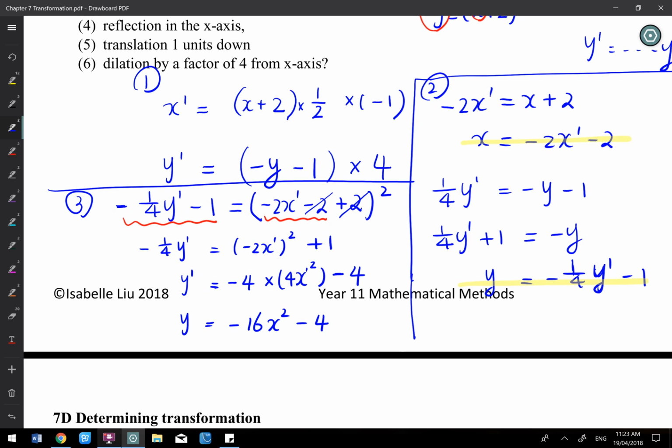But the order is very important. Your order of calculation must be the same as the order of the transformation that happened. So that's what we can write. The very important thing is to write stage 1 correctly.